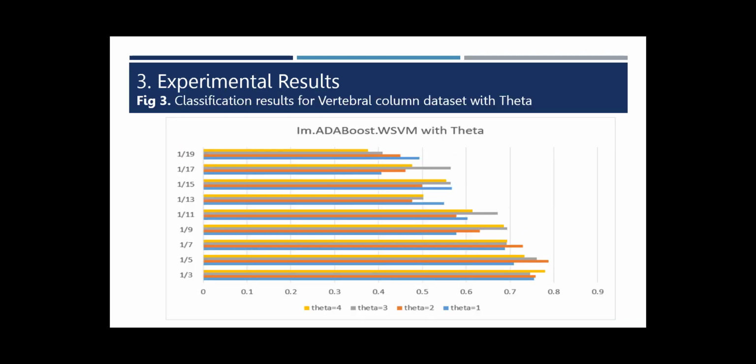As you can see, the classification results of the AdaBoost WSVM algorithm on the vertebral column dataset, with different theta values, from 20 to 1, are illustrated in Figure 3. However, we can always find a suitable value of theta that makes AdaBoost WSVM better than AdaBoost WSVM. When the dataset has a high imbalance ratio, positive label ratio from 1/11 to 1/19, the AdaBoost WSVM algorithm gives a much better classification performance than AdaBoost WSVM and AdaBoost decision tree, with most experimental values of theta.